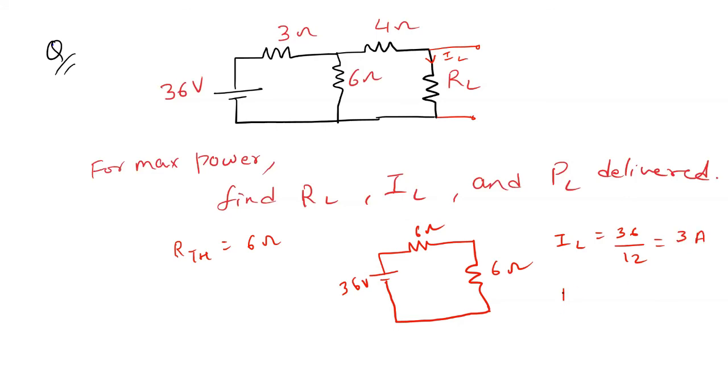So what is the power across the load? I square RL. 9 into 6, 54. 54 units is? Watts, sir. Okay, good. So we have 54 watts delivered across the load, and this is the maximum power that this circuit can give.